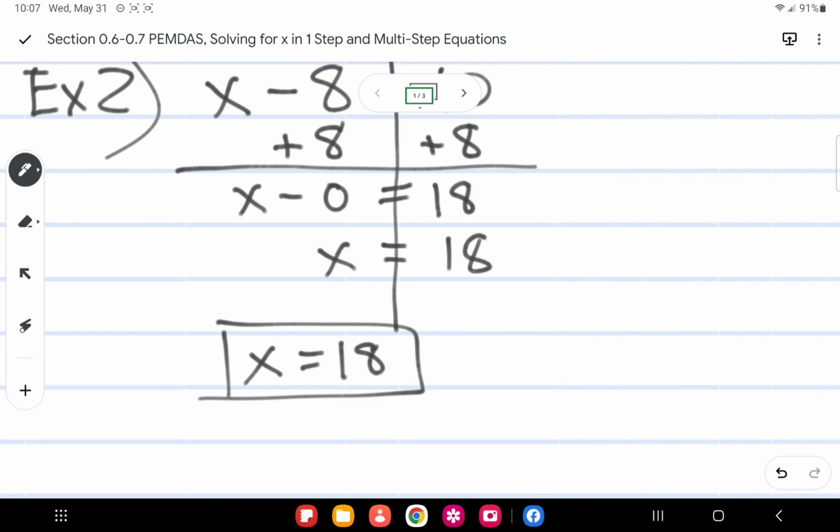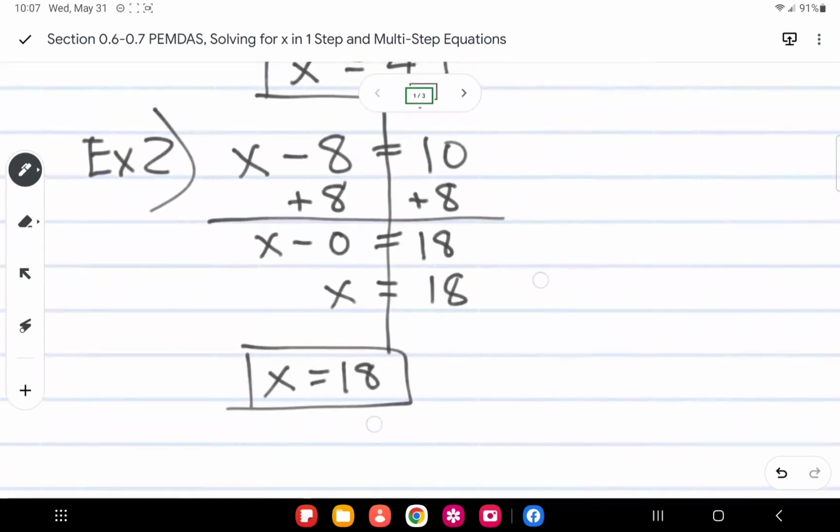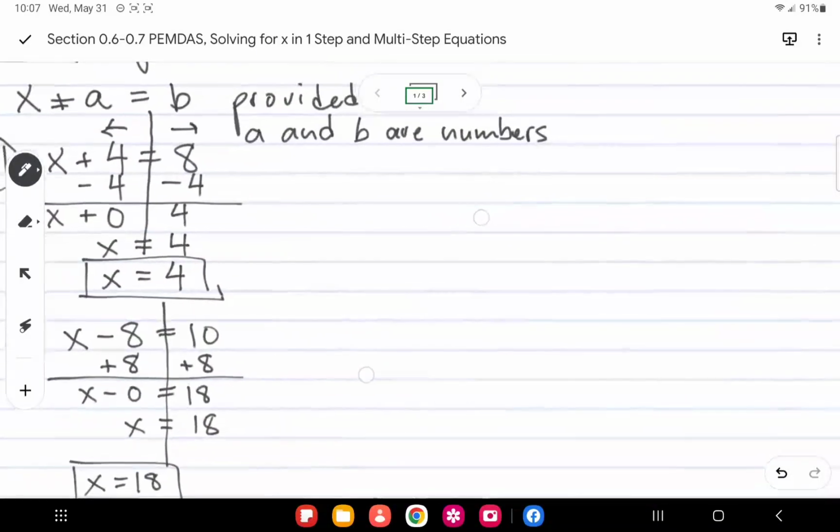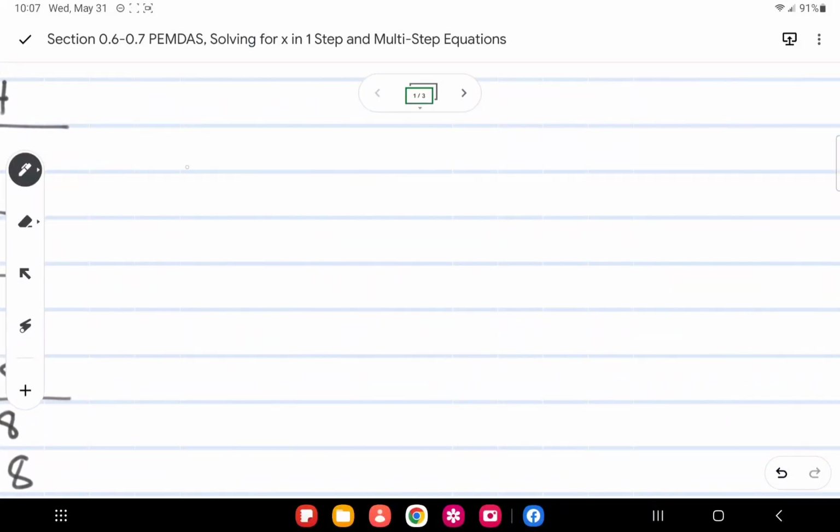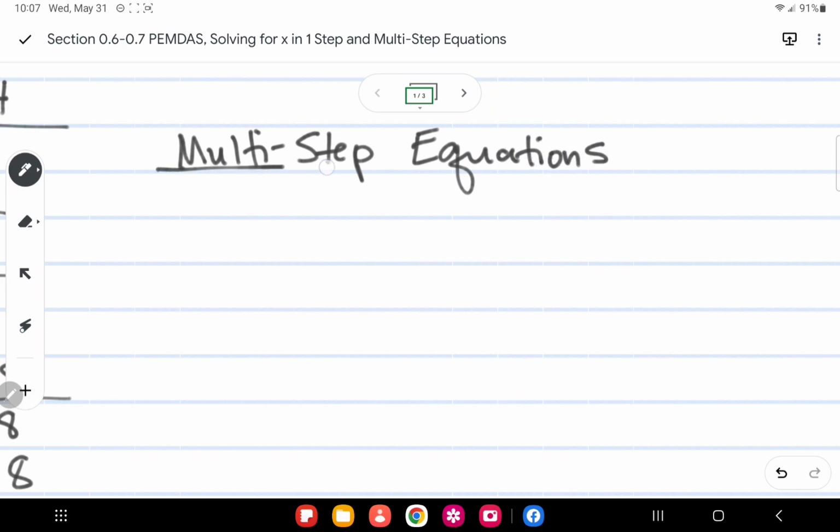So that is how to solve one-step equations. Okay? You can pause the video if you'd like to catch up on writing these things down. But in the meantime, I'm going to move on to multi-step equations. A quick overview of it. So multi-step equations. This is in the format of ax plus or minus b equals c.